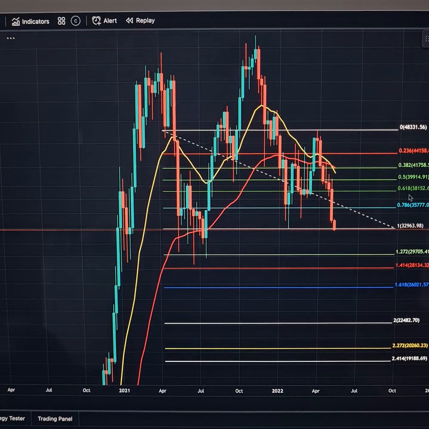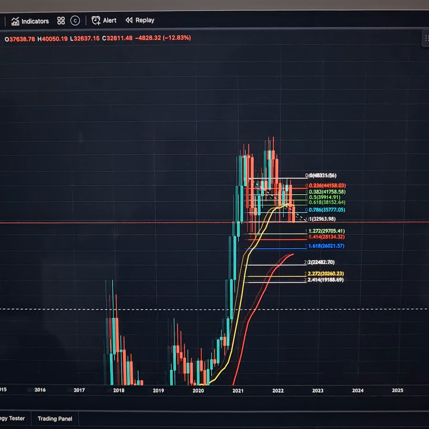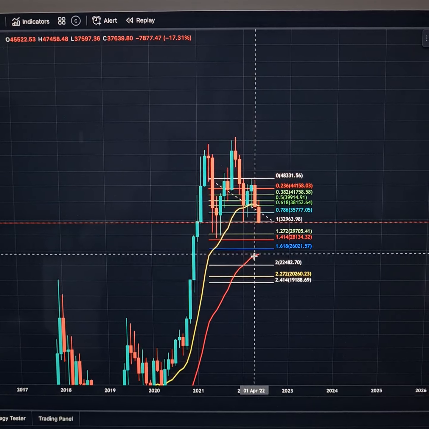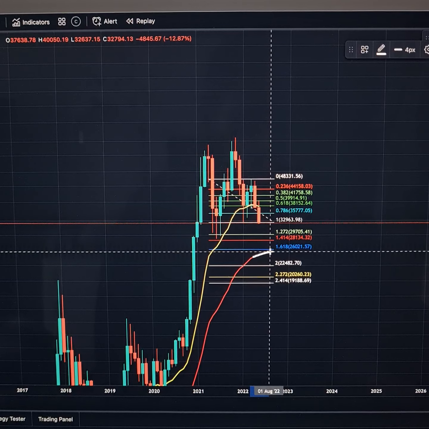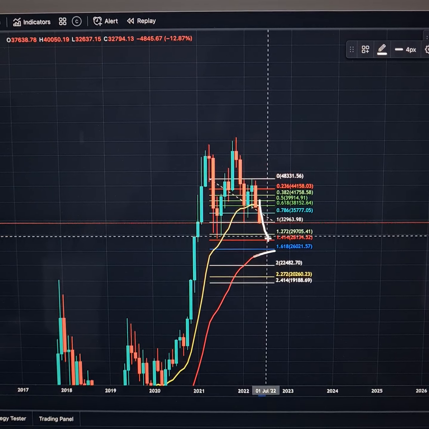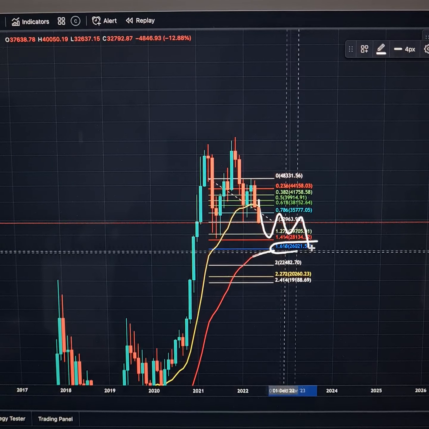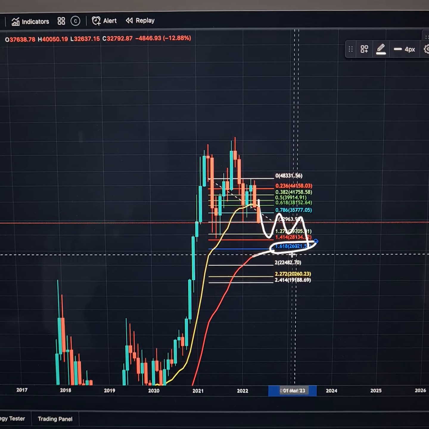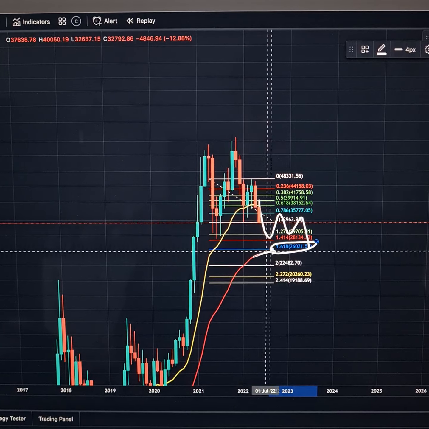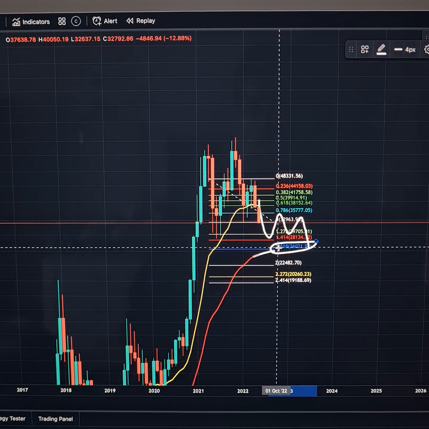If we look at the monthly time frame, you can see roughly that if the 55 EMA was to start slowly creeping up, we could potentially come down, bounce between these EMAs, and then capitulate to the 1.618 area where the 55 sits at 26K. And that is roughly where the 55 EMA could be sitting at the time.